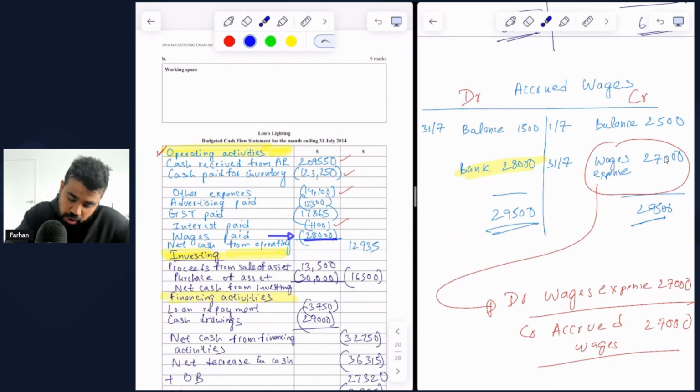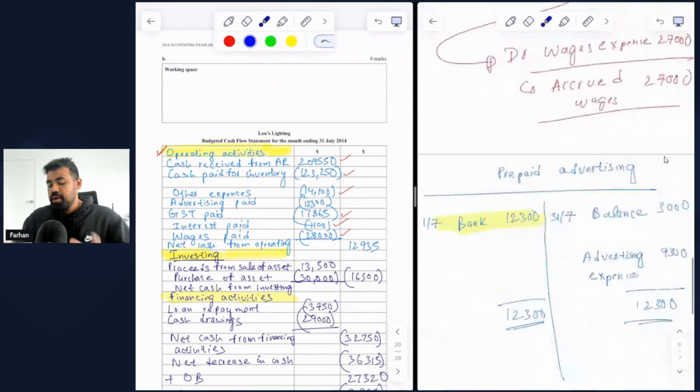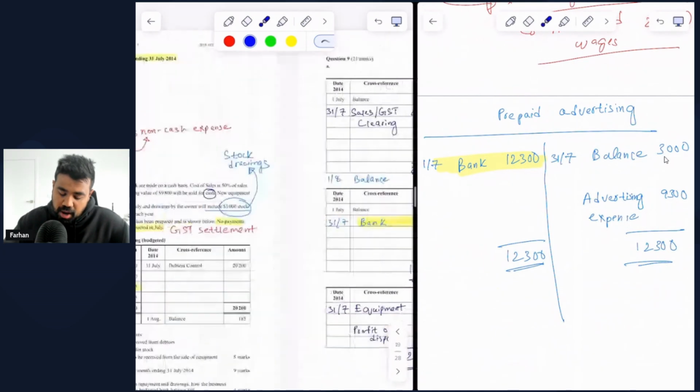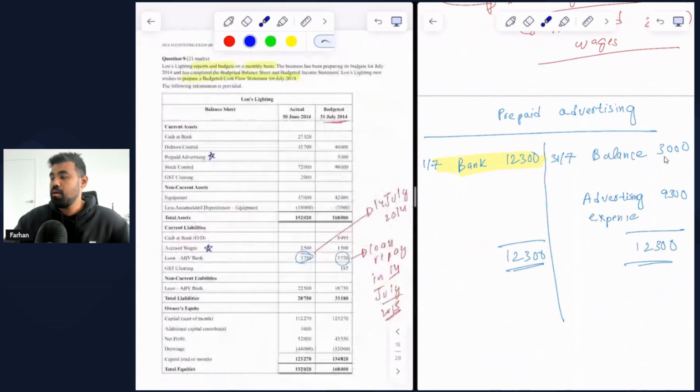All right, so that's also discussed. So the only thing remaining now is advertising paid. I have here a ledger account for prepaid advertising. Prepaid advertising is an asset account. All assets, as we know, by default, should always have an opening balance on the debit side and a closing balance on the credit side. When you check the prepaid advertising, there's no opening balance, but the closing balance at end of 31 July 2014 is $3,000, which is what you can see we have included here on the credit side.